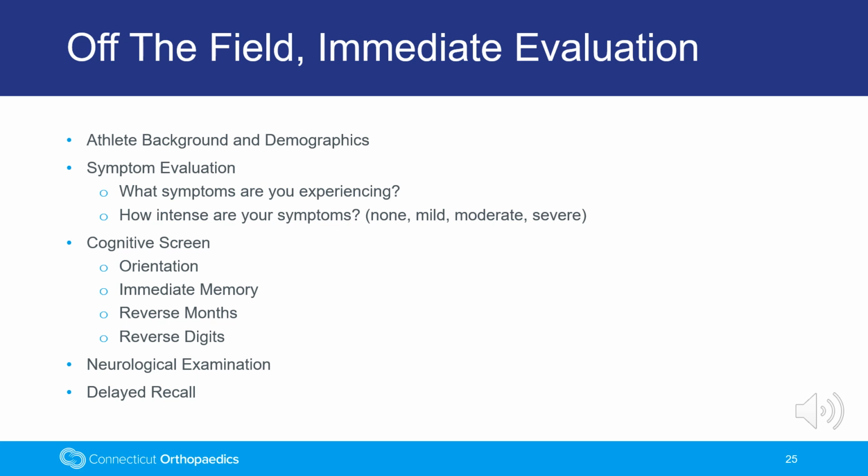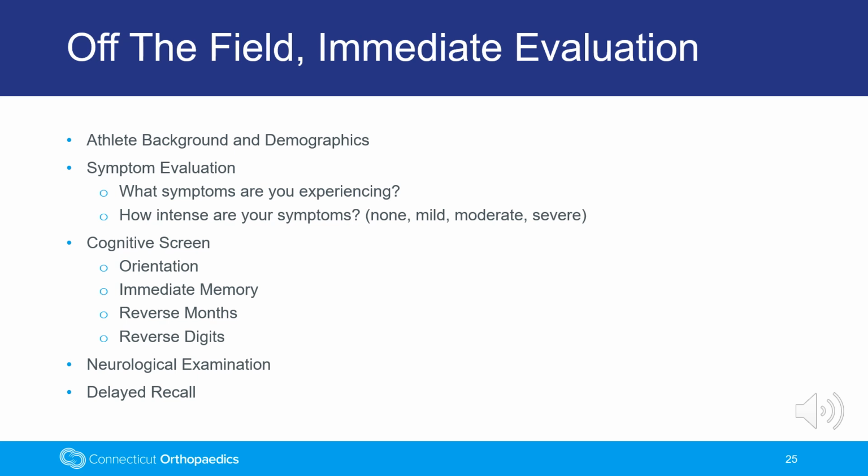The off-the-field evaluation will include the medical professional determining athlete background and demographics, such as previous concussions or any learning disabilities that may affect the remainder of the testing. This will be followed by a more detailed symptom evaluation, including the symptoms present and the intensity of those symptoms filled out on a PCSS, or a post-concussion symptom scale.